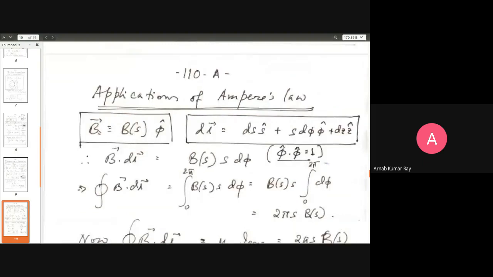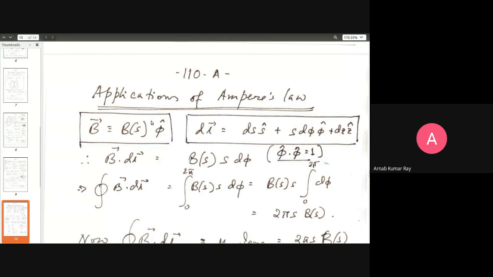Let us see. We know that the magnitude of the magnetic field B depends on s, but the direction of the magnetic field is along the phi coordinate unit vector. And the line element is given by ds s-cap plus s d-phi phi-cap plus dz z-cap in cylindrical symmetry.